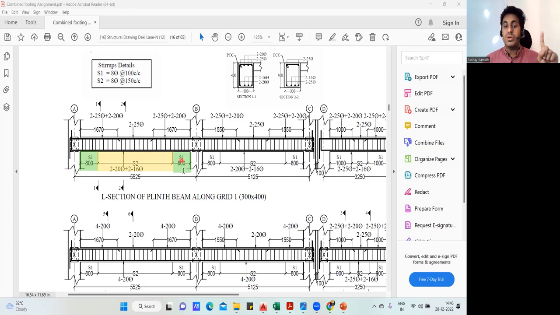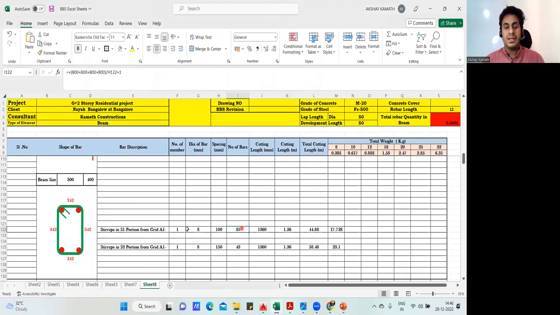Otherwise, you don't add in S1, you add in S2. It's totally up to you. But what I have done, I've added it in S1 portion, so you can see plus 1. I'll show you the S2 portion also. See, in S2 portion, I did not add plus 1 because I've already added it in S1 portion. You should not add it in both, because if you remember, whenever we used to find the number of bars, we used to add plus 1. So either you do it in the first zone, S1, or in the S2 zone. This is understood. Number of bar also you understood. 3200 divided by 100 plus 1, I got 33.